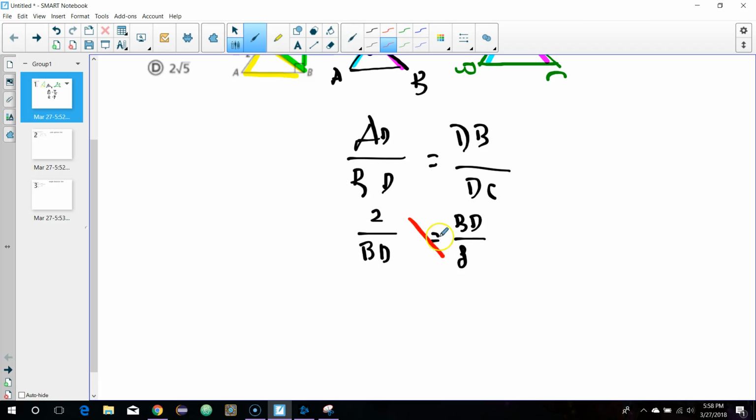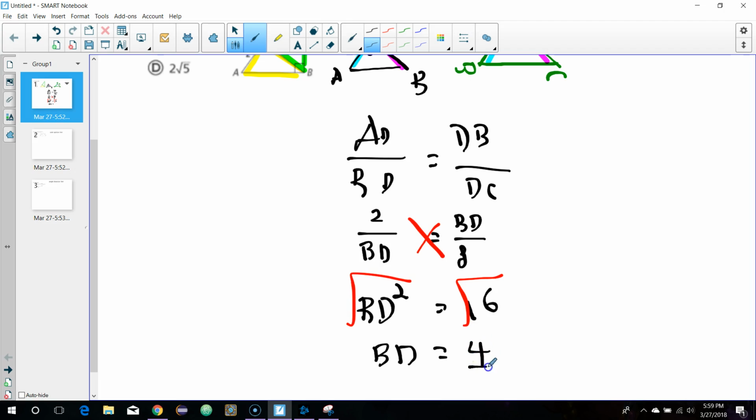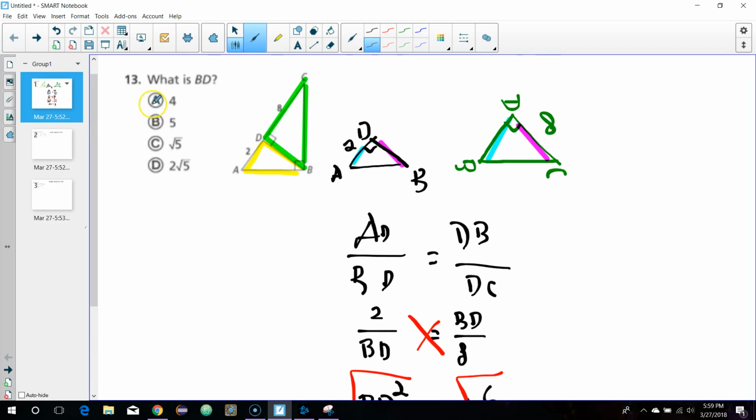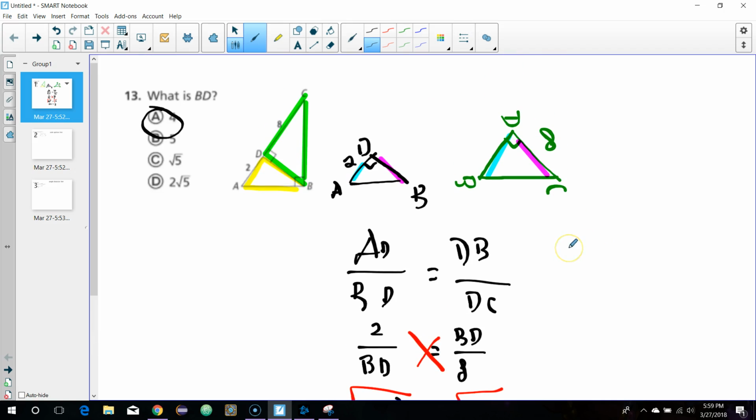Once you set this up, you cross multiply, right? BD times BD is BD squared. 2 times X is 16. So finally you take the square root on both sides. BD is equal to 4. So that's A. Okay, so this question is all about, can you break the two triangles apart?